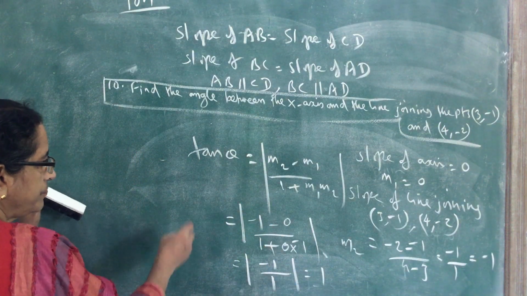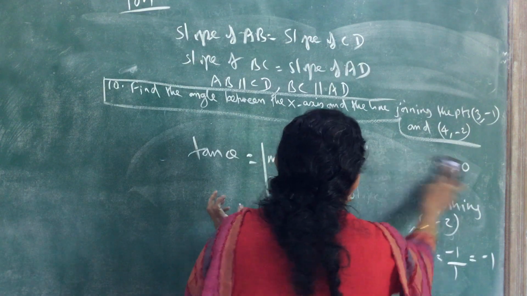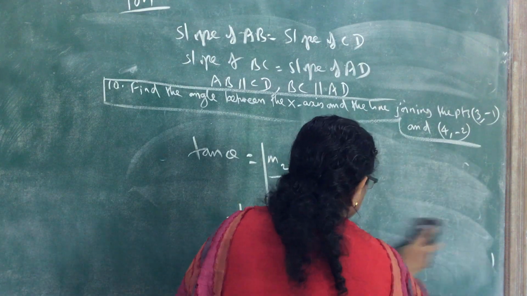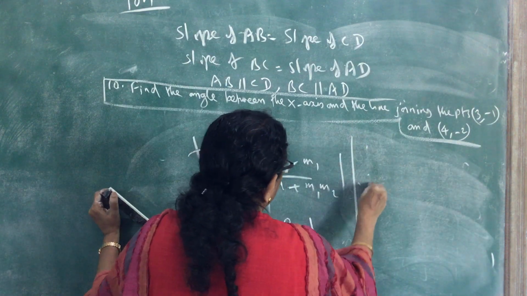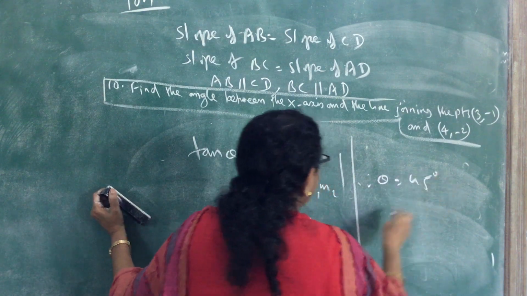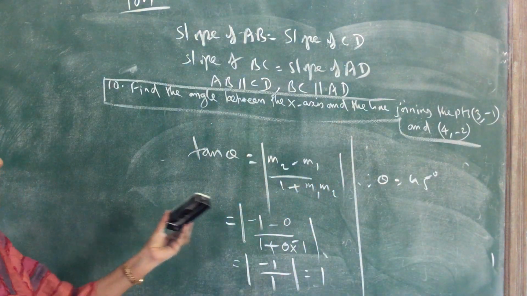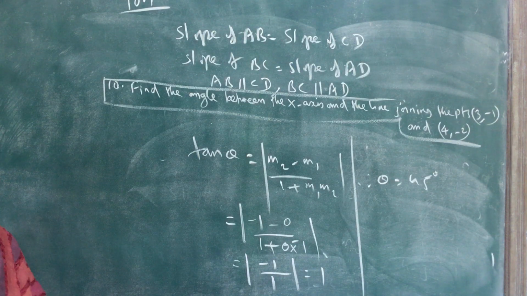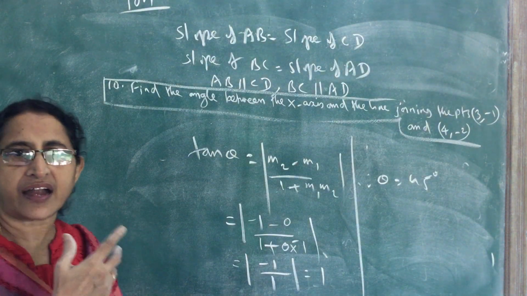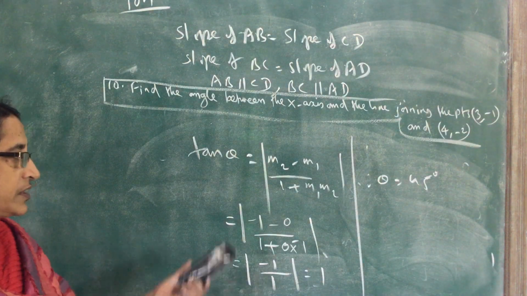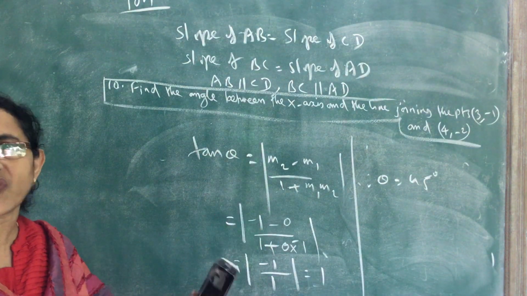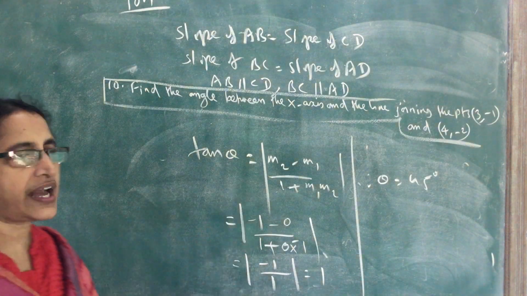Therefore, theta equal to 45 degree. Therefore, the acute angle between the lines is 45 degree. Always there are 2 angles between the 2 lines. One angle is theta and the other angle is 180 minus theta. So, if the acute angle is 45, the other angle is 180 minus 45. Okay, that is the answer.